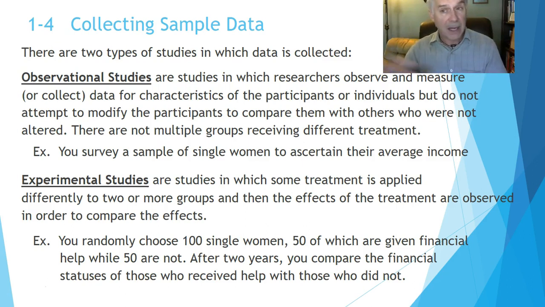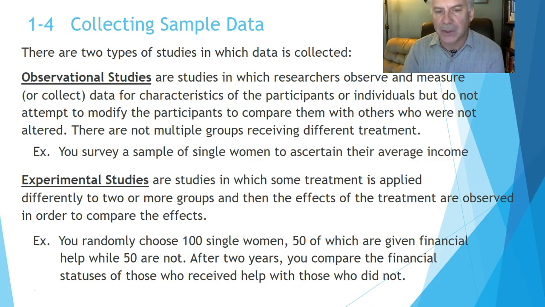Now, they may do some treatment to see the effects of that treatment, but with an observational study, they're not treating one group differently than the other group. So here's an example. You survey a sample of single women to ascertain their average income. You're interested in how the single women are doing, so you anonymously survey and ask about their income. So that is just to collect the data. It's just observational. You didn't try to do anything with the women, all right?